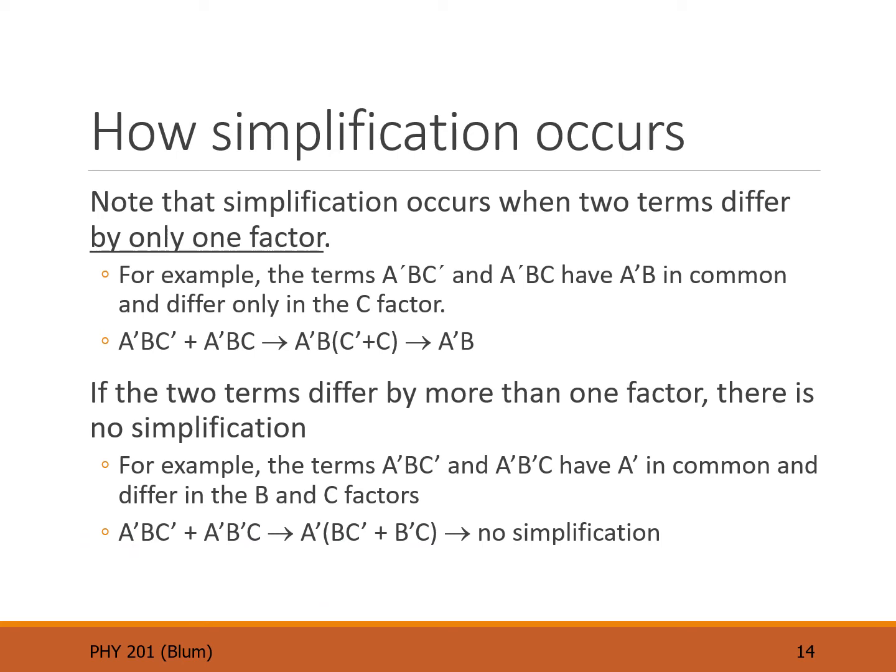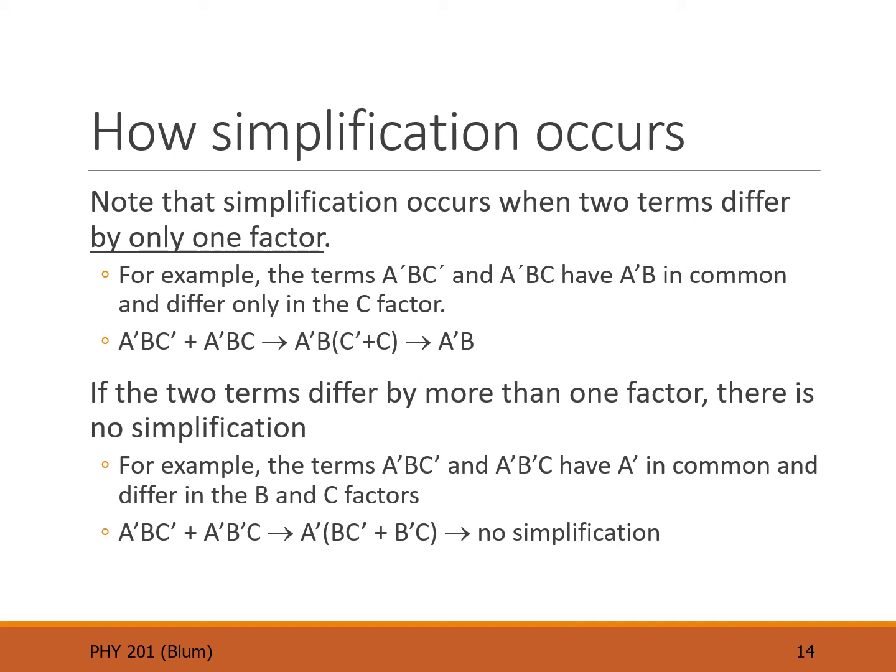It's important to stop here and take notice of what led to that simplification. What led to that simplification was that we had two terms that differed by only one thing. If we have A prime B C prime and A prime B C, those two terms have A prime and B in common, and they differ only by C. So when we do the factoring, the factored out A prime B gets multiplied by a quantity C prime plus C. And we know that C prime plus C, as one of our fundamental results, is a 1.